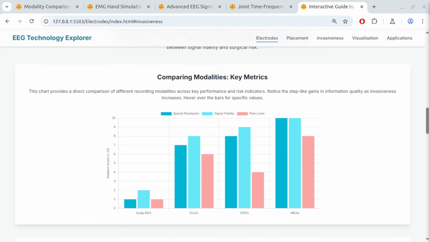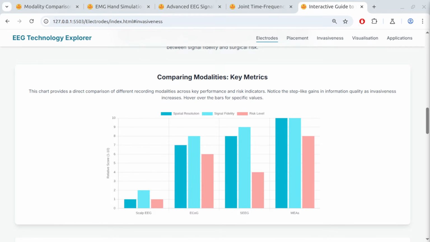It really is. And notice how the information gain isn't smooth. It happens in steps. Scalp to ECOG: you bypass the skull's filtering, get high frequencies, big jump. ECOG surface to SEEG, deep: you go from 2D to 3D, access hidden structures, a different kind of information. Macro electrodes like ECOG and SEEG record population activity, to microelectrodes, MEAs: you go from crowds of neurons to individual voices. Another huge qualitative leap. It's not just more information, it's fundamentally different information at each level of invasiveness.